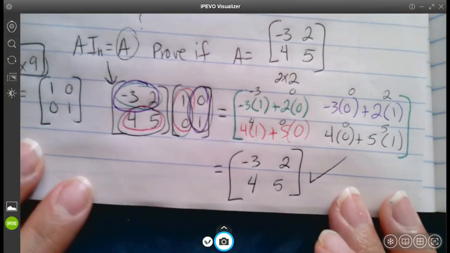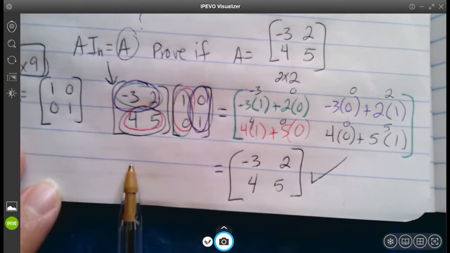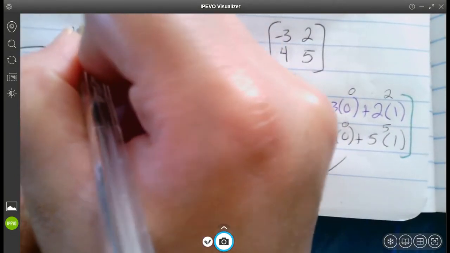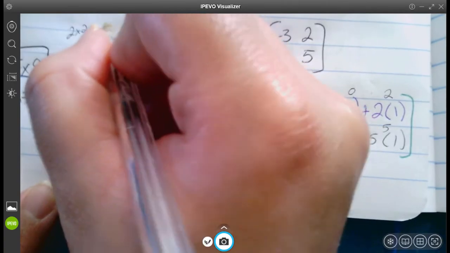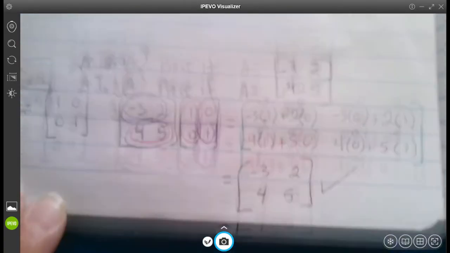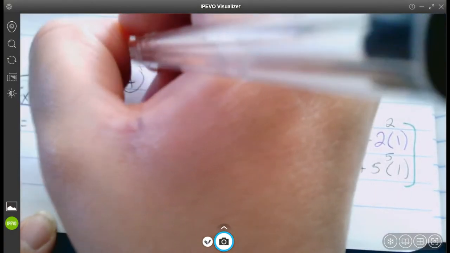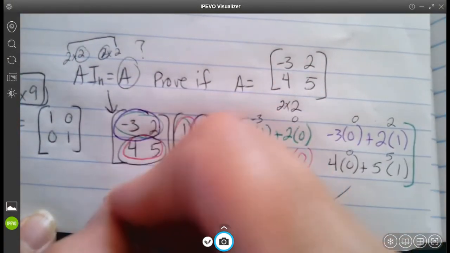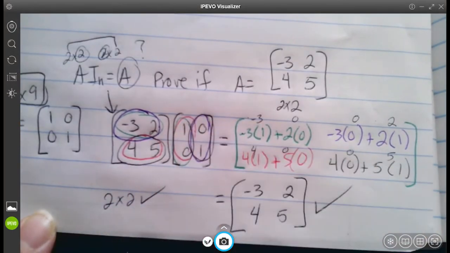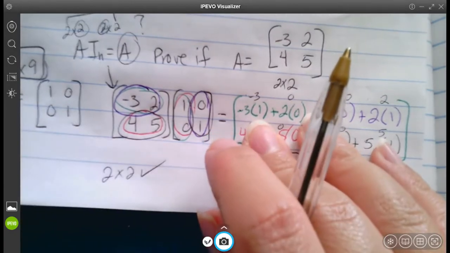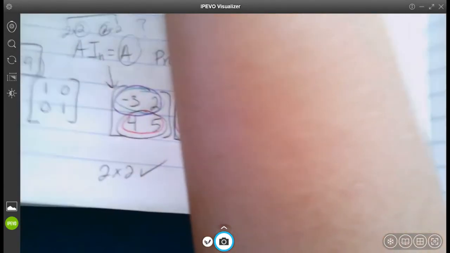Okay? And if we go back one more step, we should see that when multiplying these two, A was 2 by 2 and the identity was also 2 by 2, so those were the same. And that means these two are the outer dimensions of my new matrix here, which is still going to be a 2 by 2. All right, let's go ahead and move on to the last example.